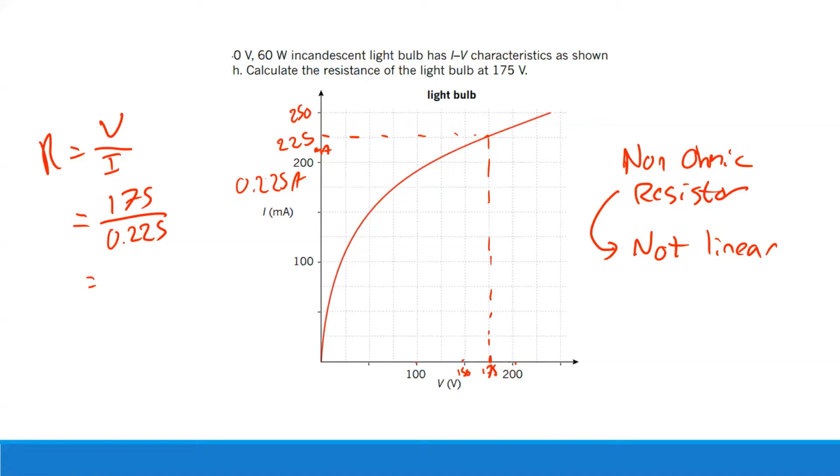175 volts divided by 0.225 gives us 777.77. Let's just go with 770. You know what? Stop it. 778 ohms. And you know what, Kelvin, there's nothing wrong with your answer. You've just gone to 2 decimal places. I just felt lazy, so I'm just going to go to 0 decimal places.